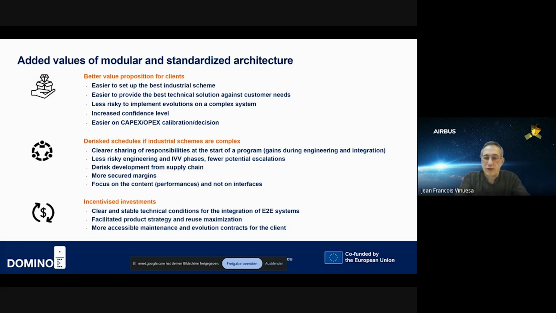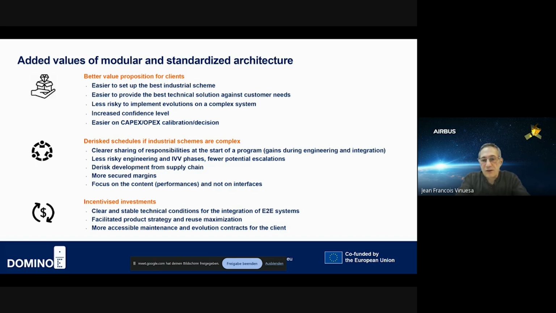From the industry point of view, what is interesting is that since you have a modular architecture, with some subsystems that are not pre-integrated, but pre-validated and pre-verified, it's easier to get them into the system. So you have less risk and you can reduce the margin for the risk because you have a more secure integration and validation process.